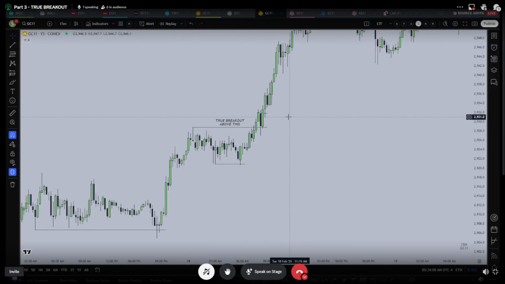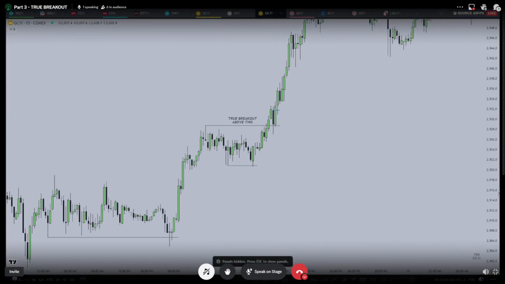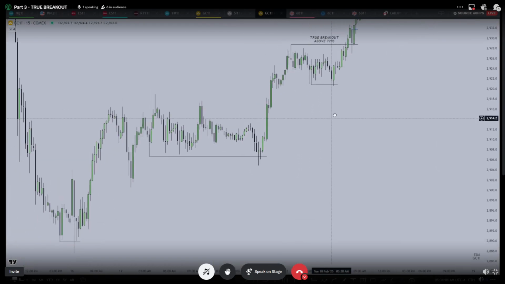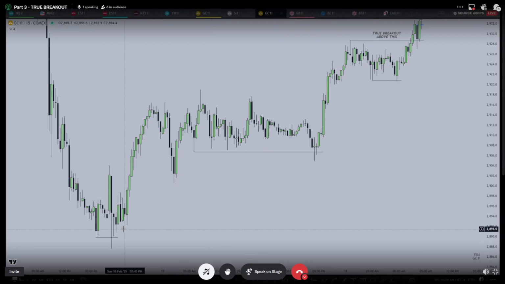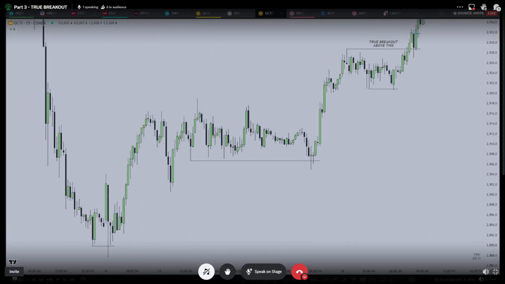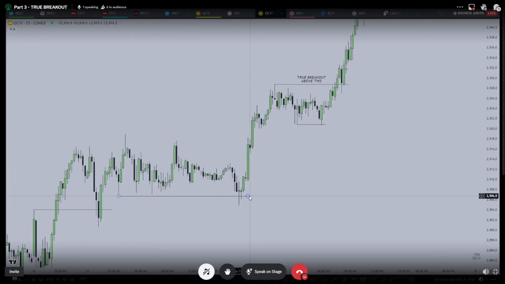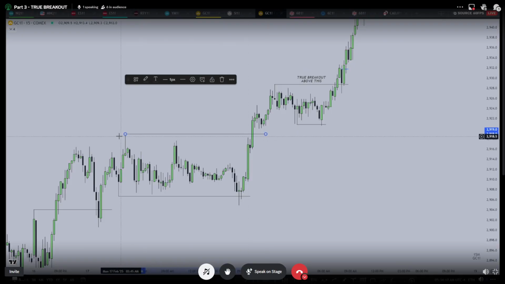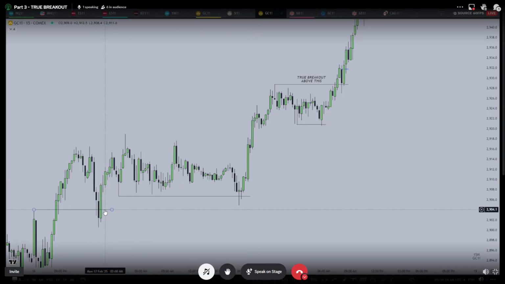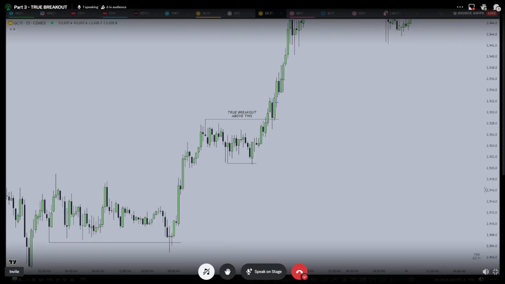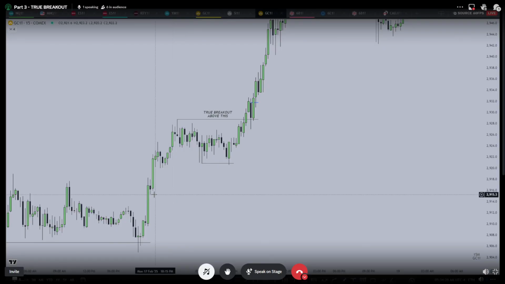Examples. This is a position I personally took. First, talking about order flow. Clearly rejecting lows, displacing through highs. Rejecting lows, displacing through highs. Bullish order flow, right? Now, day starts here.